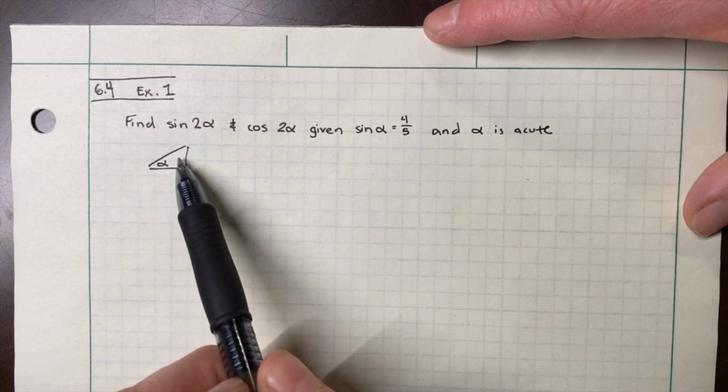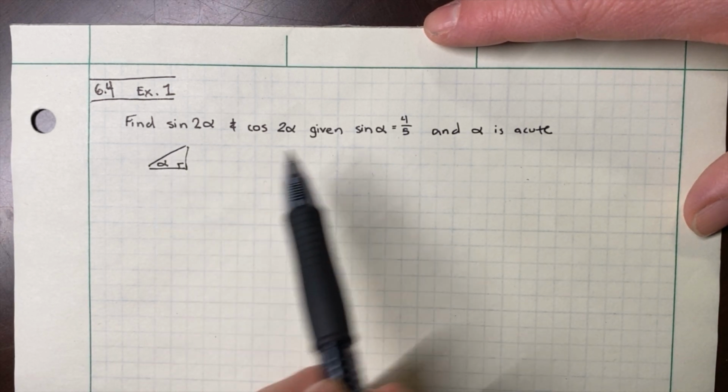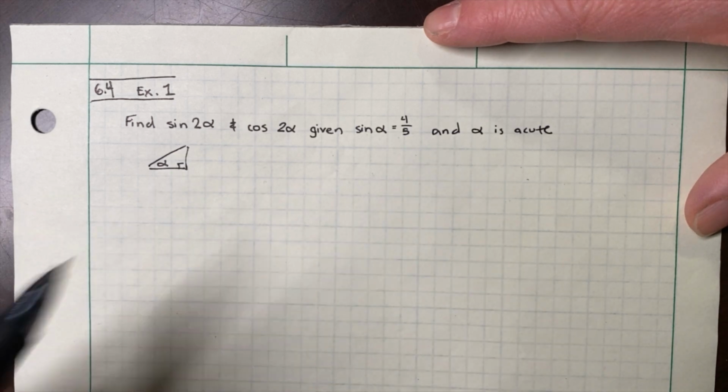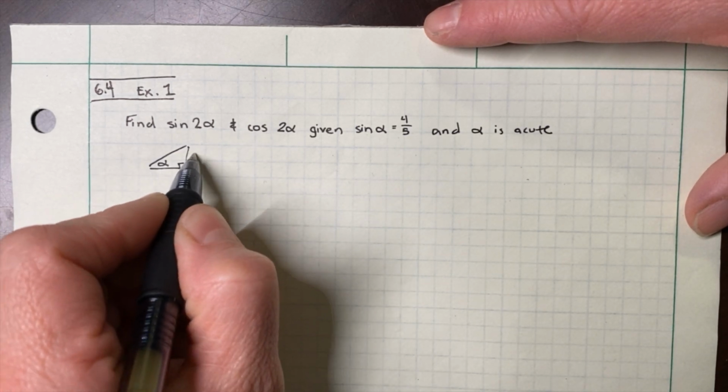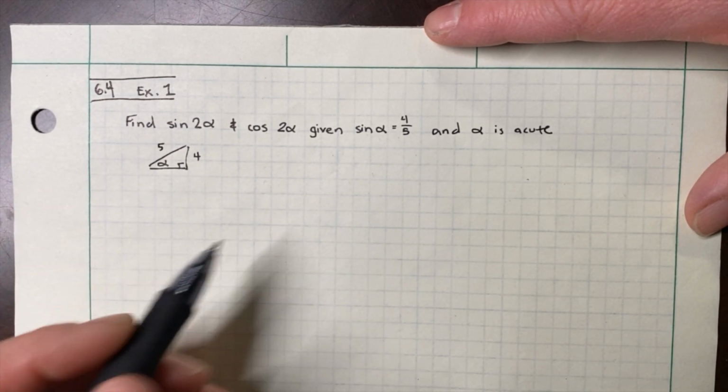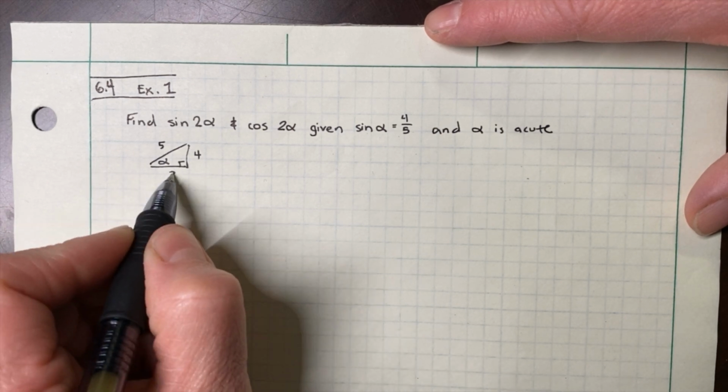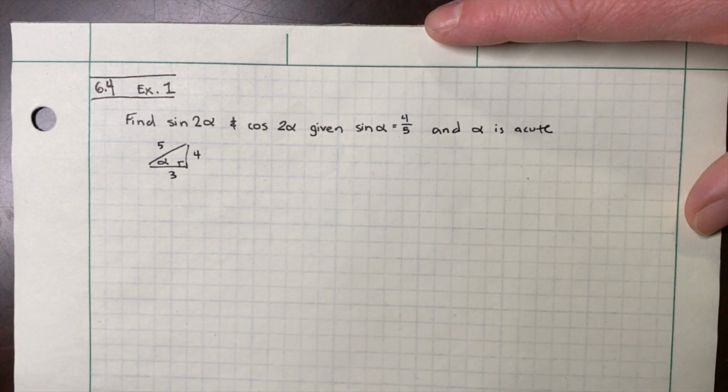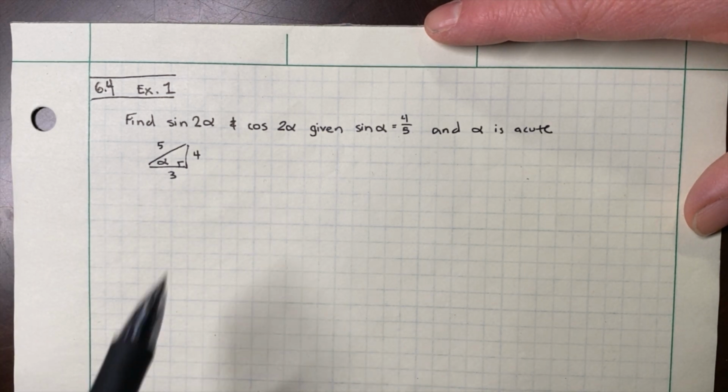The orientation of the angle, I'm not going to worry about positives and negatives right now. Sine of alpha is 4/5, so sine, opposite over hypotenuse, 4/5. I recognize this immediately as a 3, 4, 5 triangle. Now I'm going to double check that I've got alpha in the right orientation.